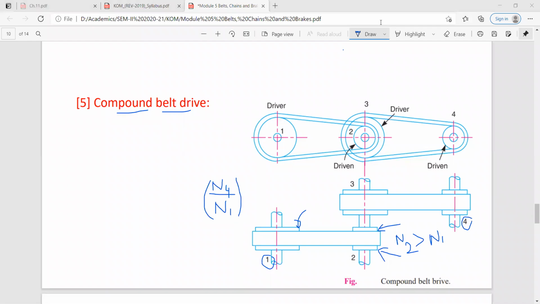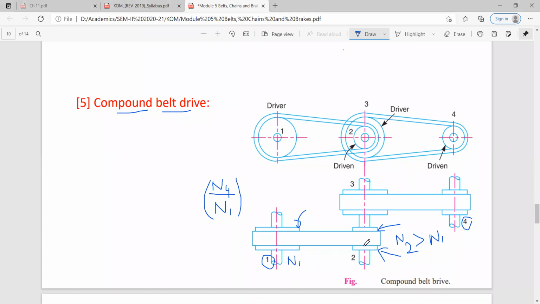Okay, so let's start. Here you have some RPM of the driving pulley. Then here are the intermediate pulleys mounted on intermediate shaft N2.